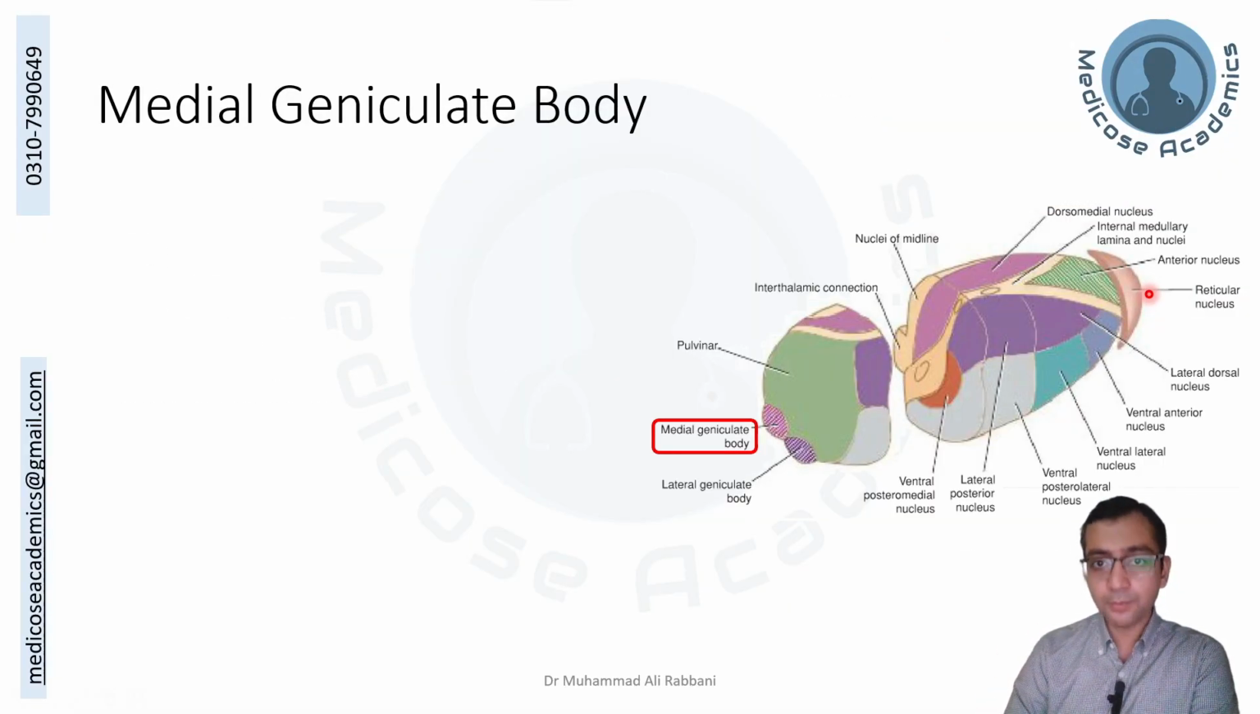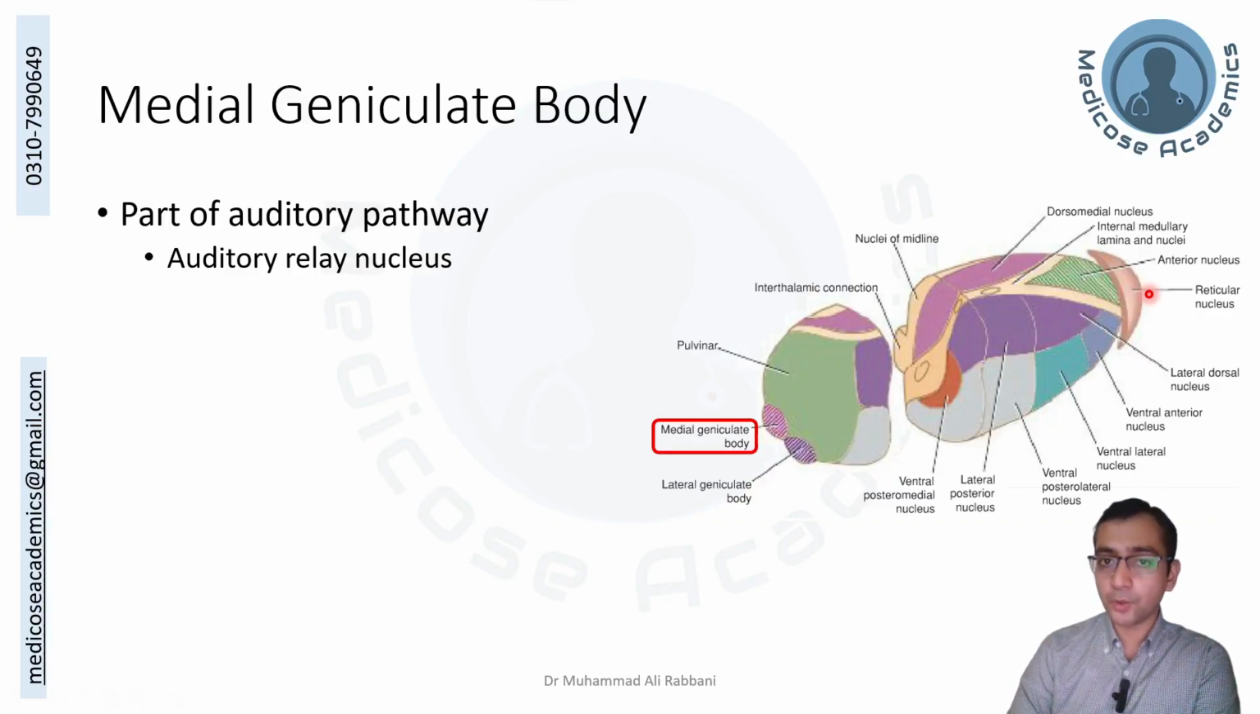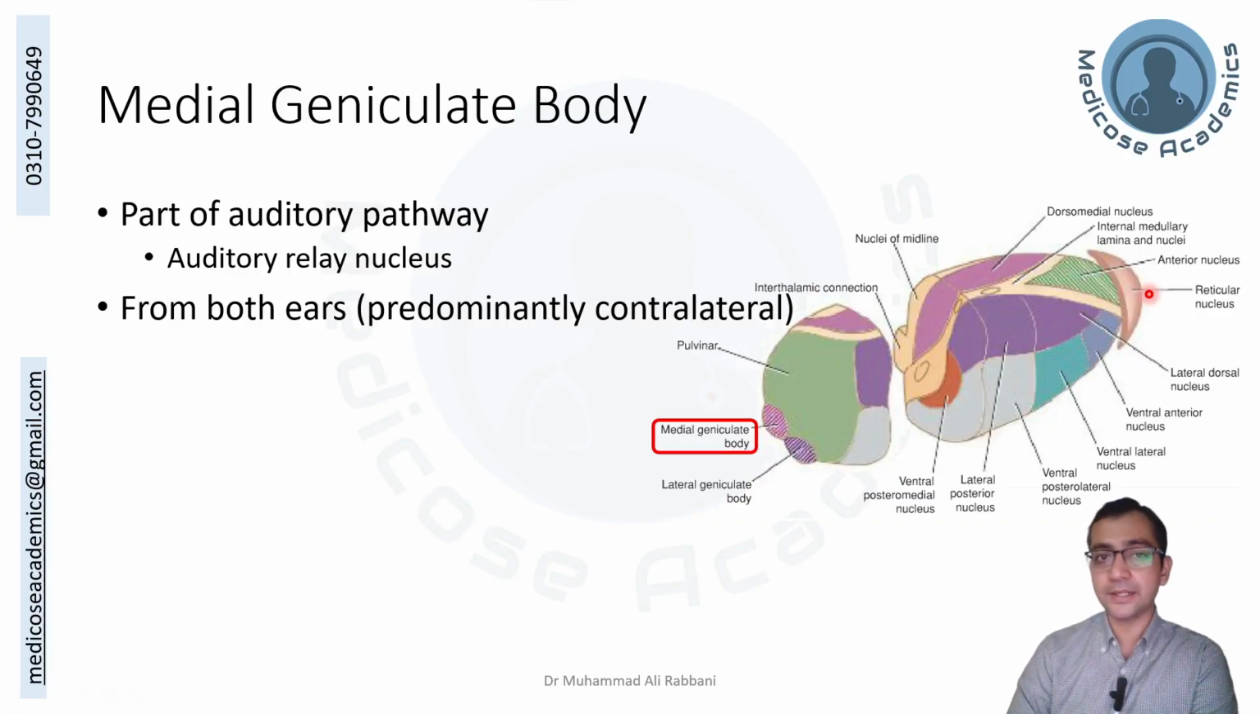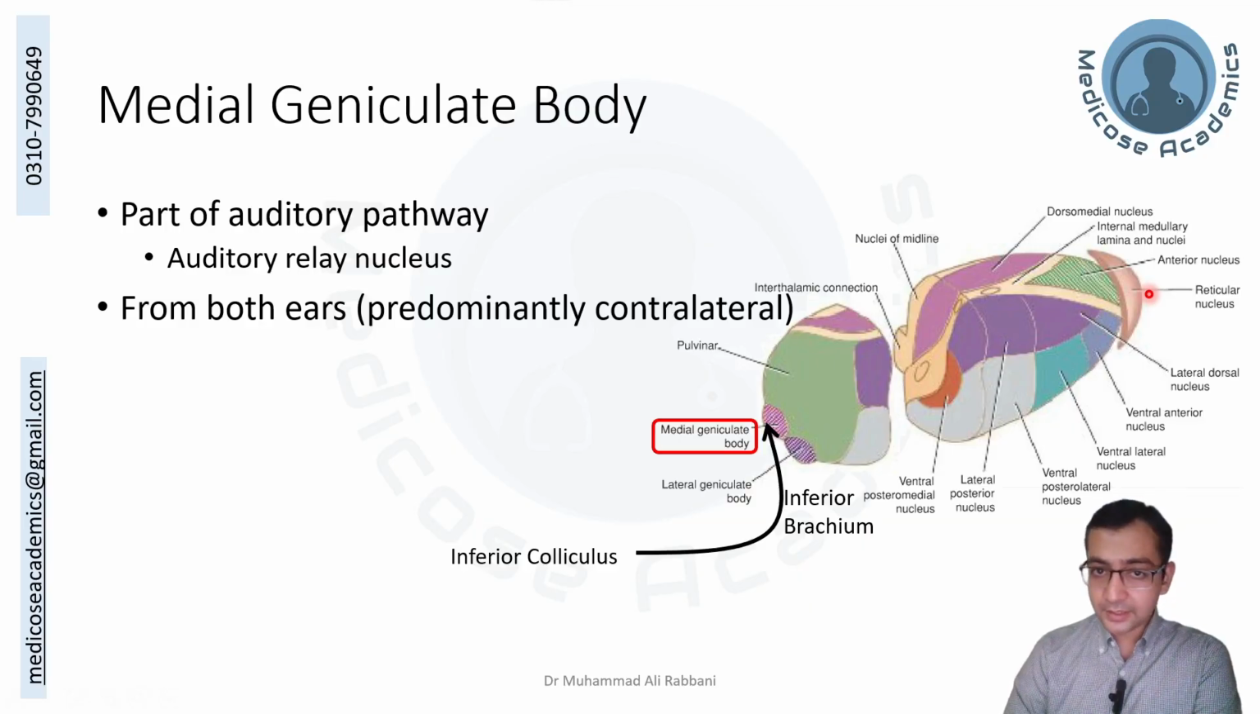There is the medial geniculate body. This is a part of the auditory pathway. It's the relay center here, and it gets signals from both the ears, predominantly from the contralateral one, and the signals come from the inferior colliculus through the inferior brachium.